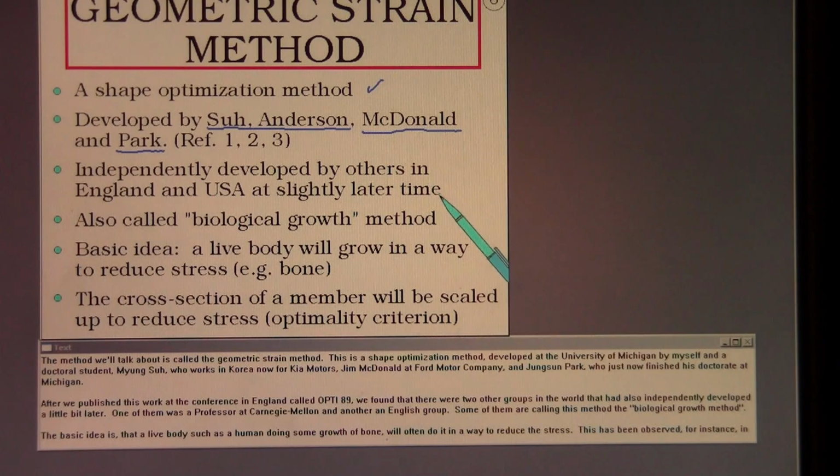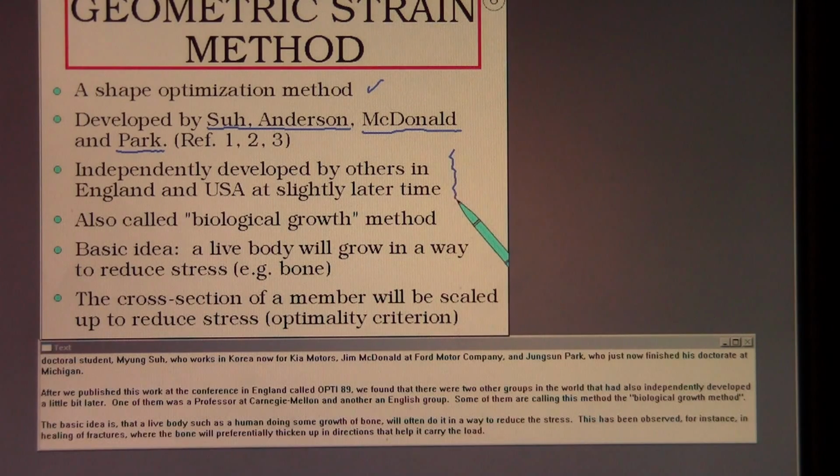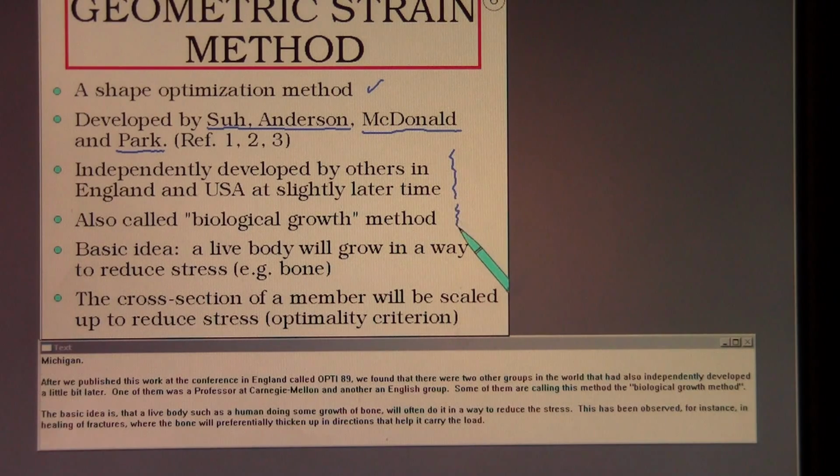After we published this work at the conference in England called Opti 89, we found that there were 2 other groups in the world that had also independently developed it a little bit later. One of them was a professor at Carnegie Mellon, and another an English group, and some of them are calling this method the biological growth method.